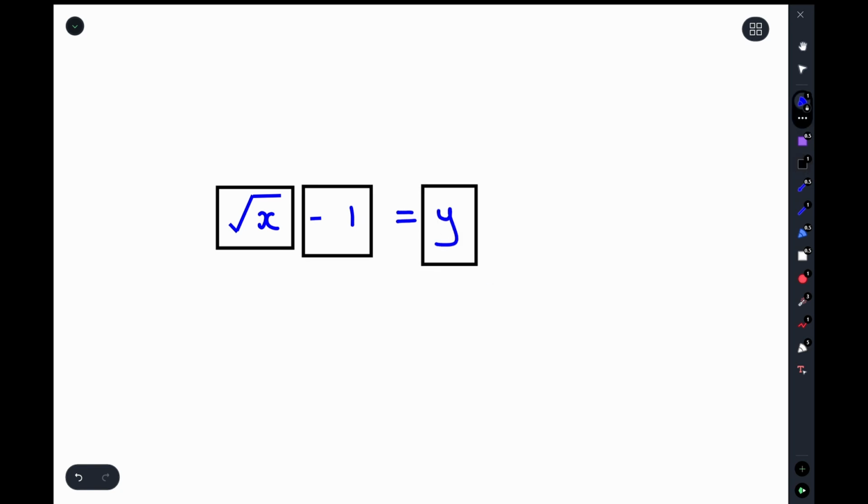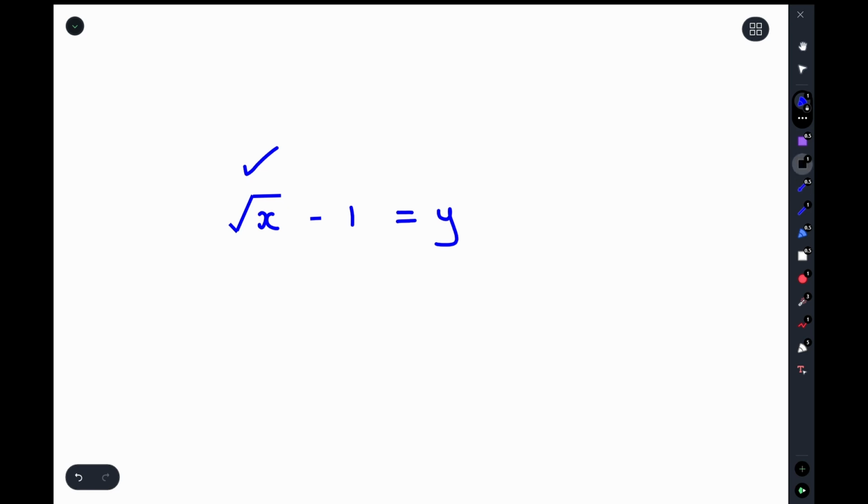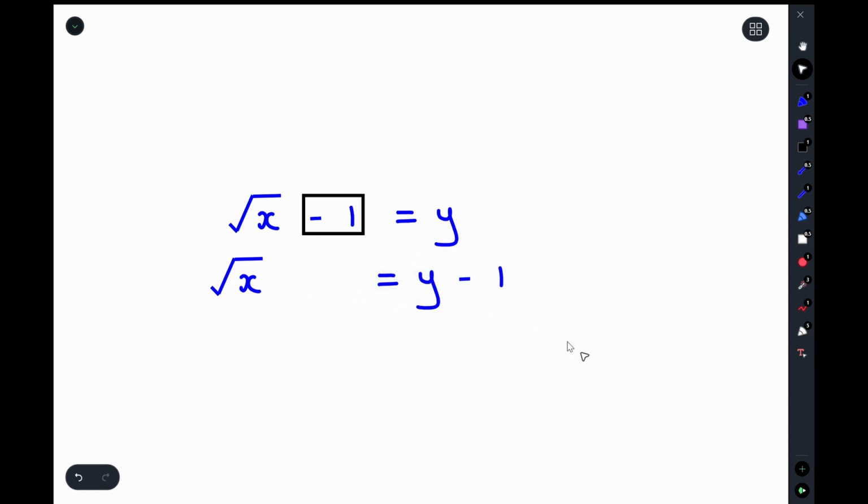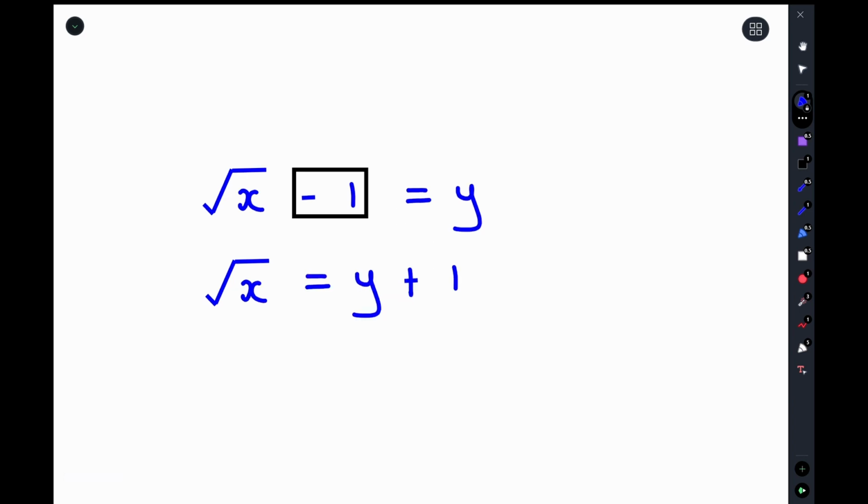One of these terms contains x, root x. The other two do not contain x. We want to move all terms that do not contain x to the other side, which means we'll be moving this to the other side. As we move the term minus 1 to the other side, minus 1 will eventually become plus 1. Now after rearranging, we have square root of x is equal to y plus 1.